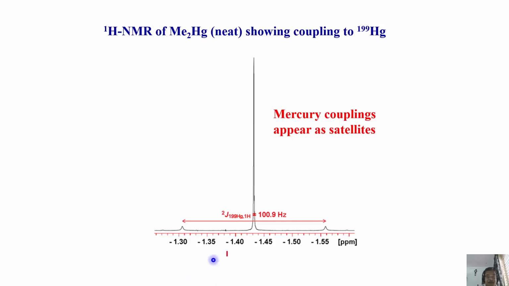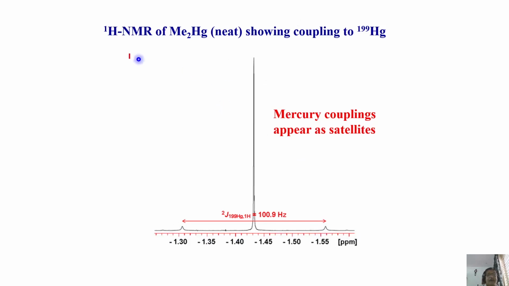In the proton spectrum, you get a sharp proton peak because the methyl protons are equivalent. But mercury is there, and that is coupled here. And you see the mercury is of very small abundance, so it is appearing as a satellite here. This gives you mercury to proton coupling. Understand? This gives mercury to proton coupling as satellites.